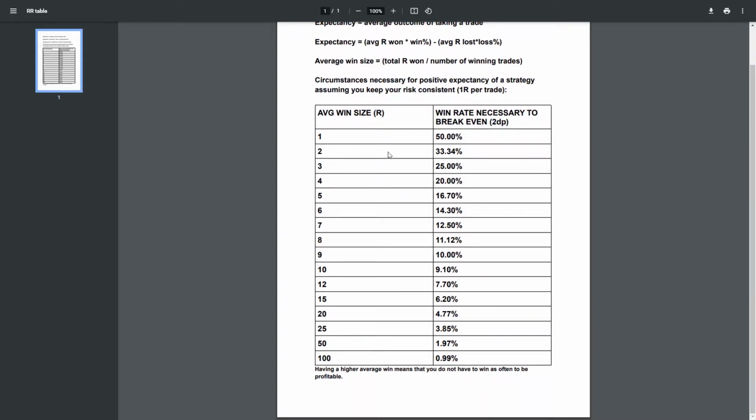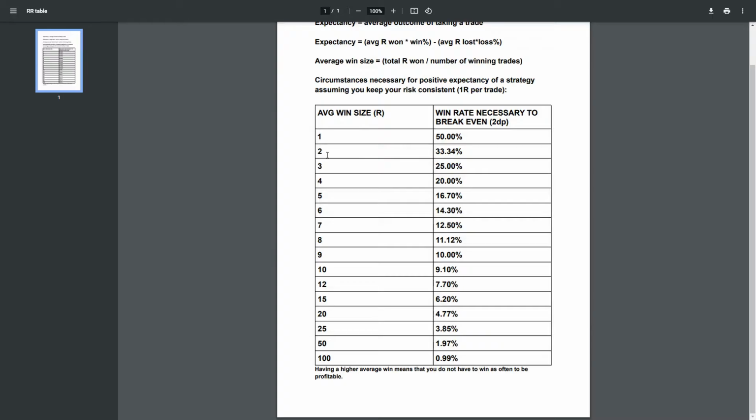So here I've just calculated for you guys the different win rates that you'd need to have in order to break even relative to the average win size. So you can see here that if you win 1R every time you win, then to break even you're going to need to win 50% of the time. So you're really going to have to win more than half the time to make a profit if you're only gaining 1R when you do win.